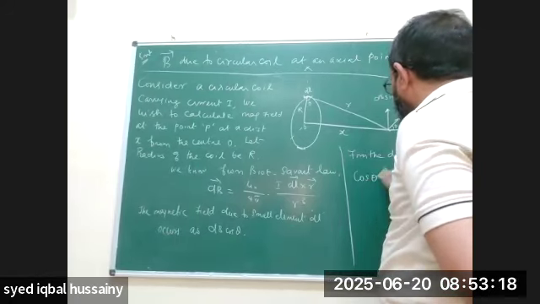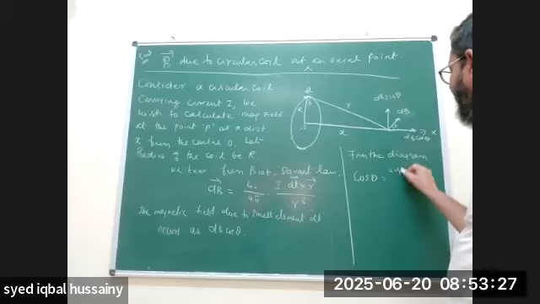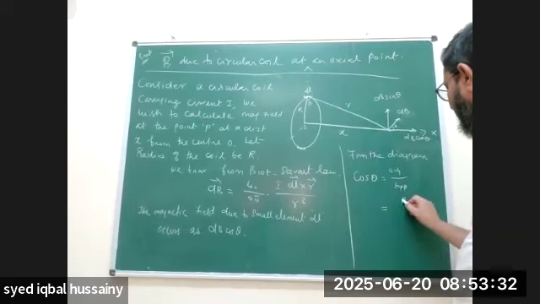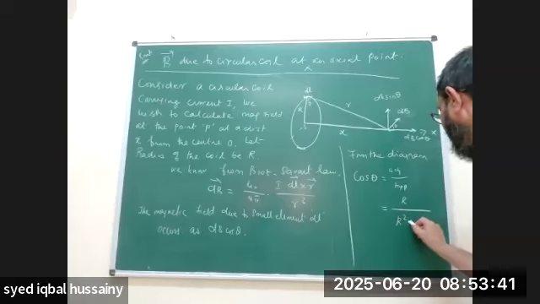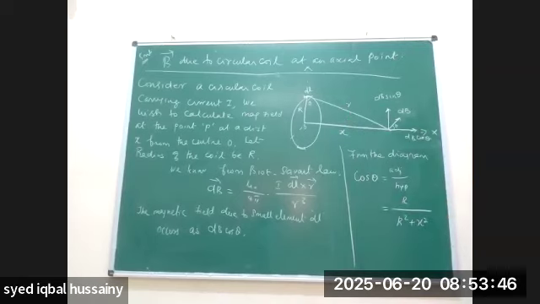Cos theta. If this is theta, what is the cos theta formula? Adjacent side by hypotenuse. Very good. Cos theta equal to adjacent side by hypotenuse. So what is the adjacent side? Capital R. And the hypotenuse is this distance, which means R square plus X square, so root of R square plus X square.